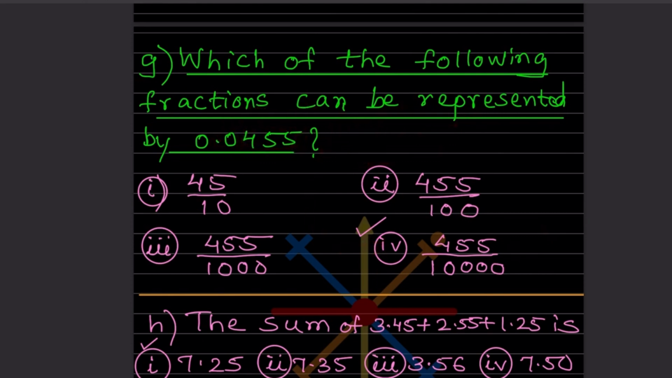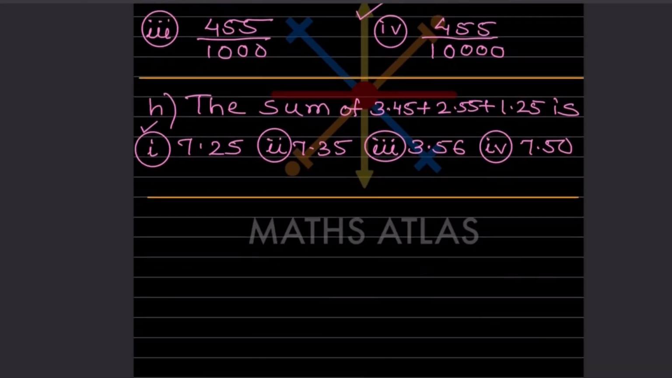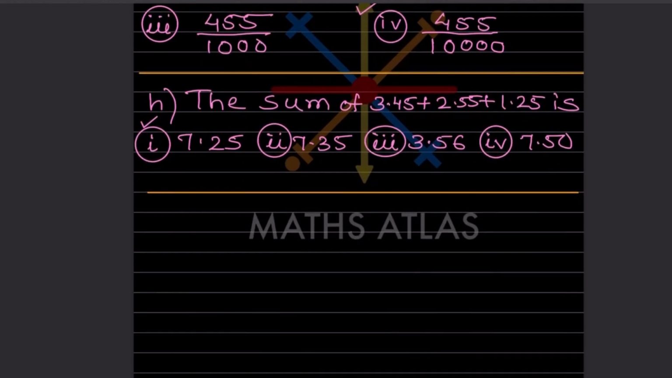Hope you got it. Whatever number you have to write in the numerator, then count the digits after the decimal, and that many zeros should be there. So the sum of this will be what? So you are going to add this. You don't need any explanation for this one.